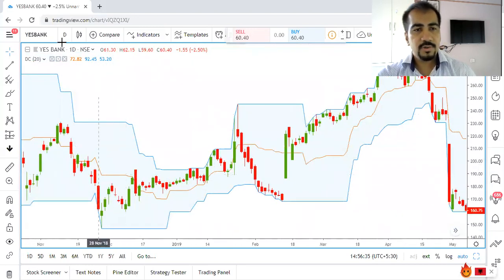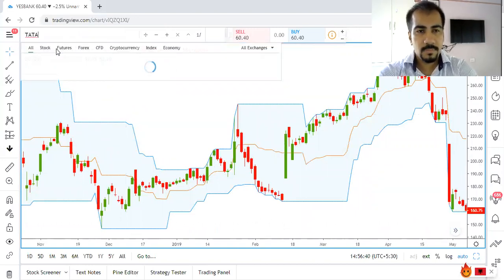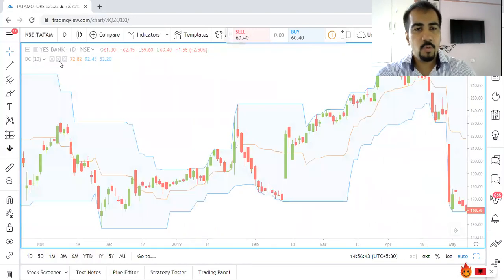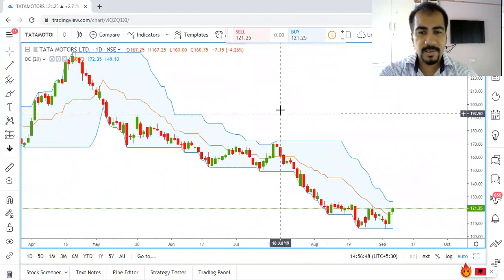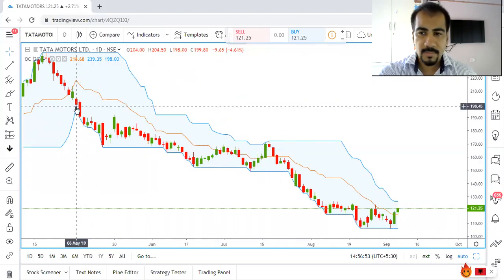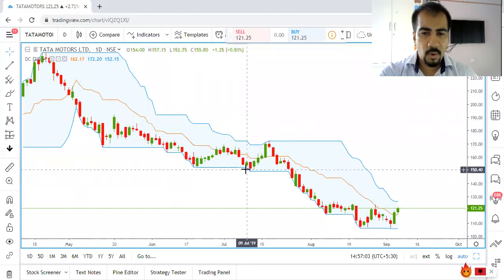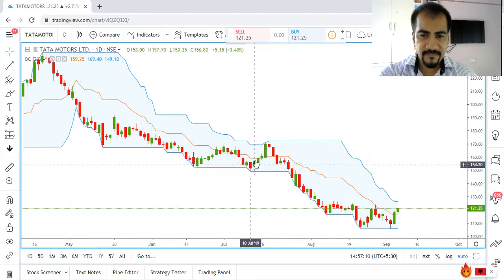All right. Let's go to a few other stocks. Let me open the chart of Tata Motors. All right. In the chart of Tata Motors, you can see the sell signal came over here at around 198 recently in May of 2019. So from 198, the price went all the way down till 149. This was all the way a big trend on the downside.